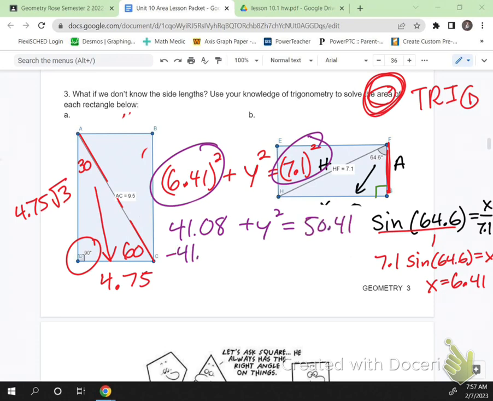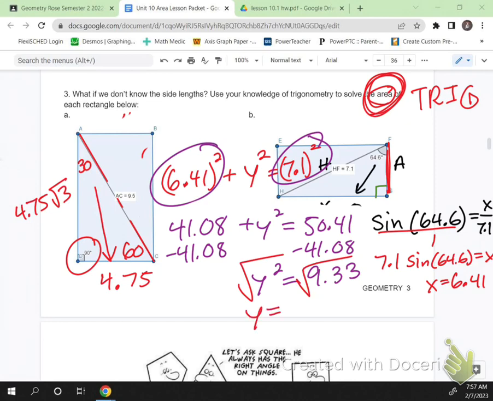Then I'm going to subtract 4.08 from both sides because I want to get the variable alone. Then I got, let's just double check, 50.41 minus 41.08, about 9.33. And I can't leave it as y squared. That's not my side. I have to square root. So maybe we forgot the square rooting step. Oops, don't divide it by 2. Square root. And I got about 3.05.